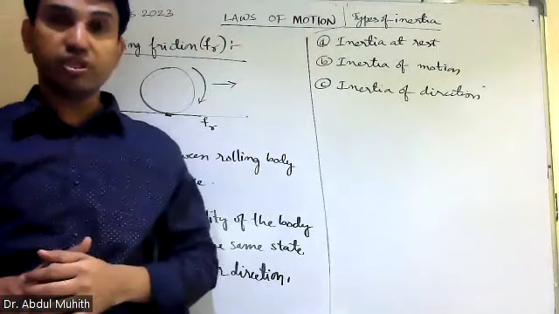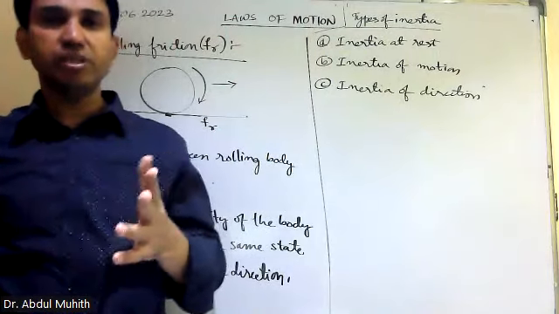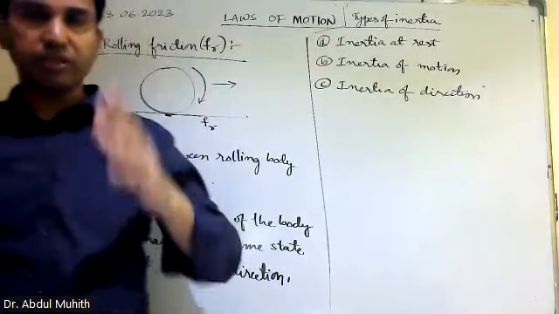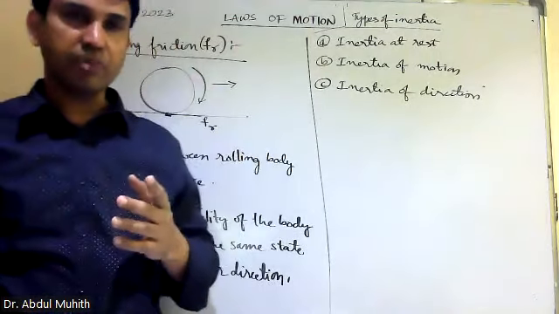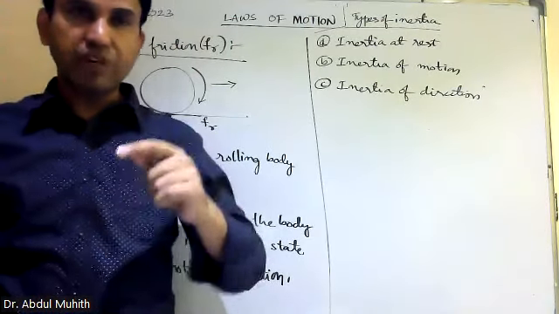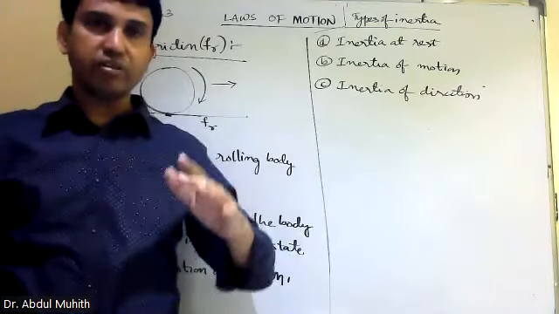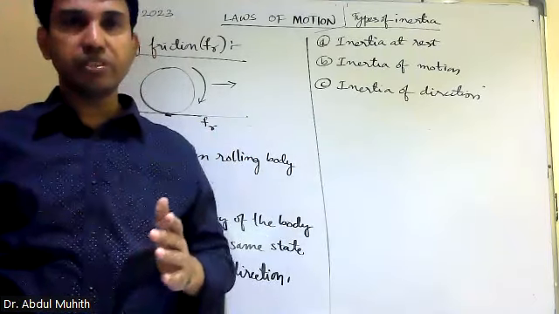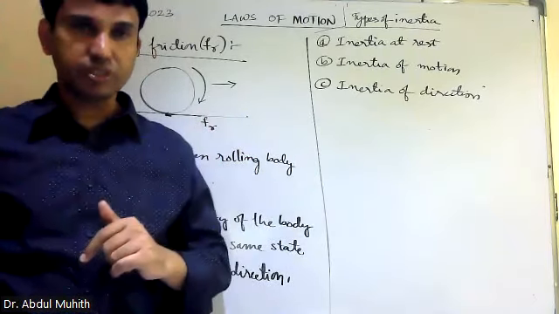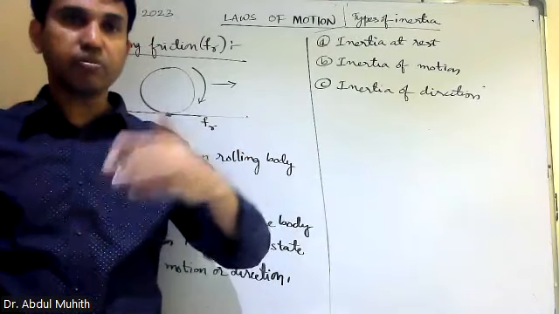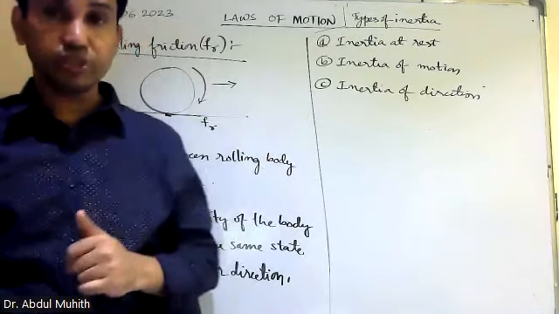Inertia of motion. Example, you're standing in the bus and the bus is moving and the driver applies the brake. What will happen? Your feet will come to rest. You will fall in front, right? The reason is your feet will come to rest, but the body doesn't come to rest. That is inertia of motion.